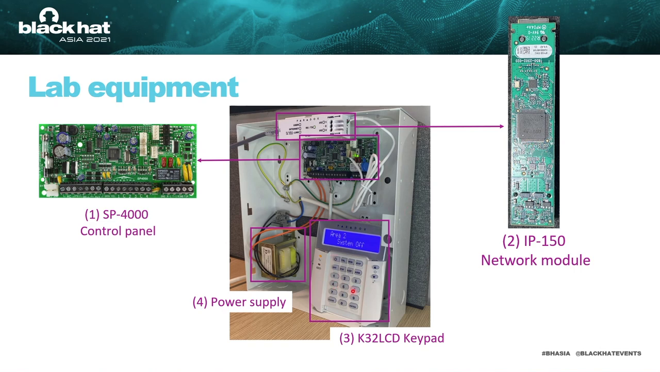Then we have this keypad, which you probably know. It's in most places, installed right next to the door, and you can put in the code and arm the alarm system before leaving the building. And besides that, we have the power supply here.